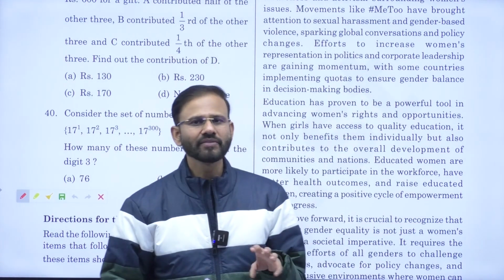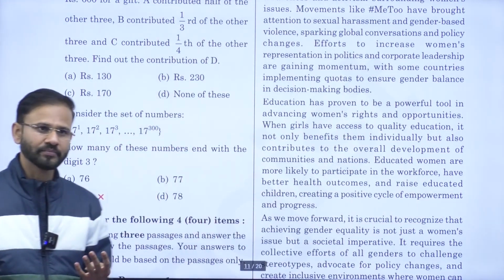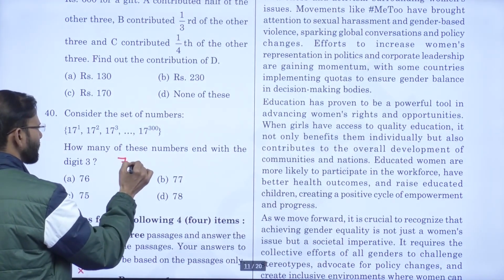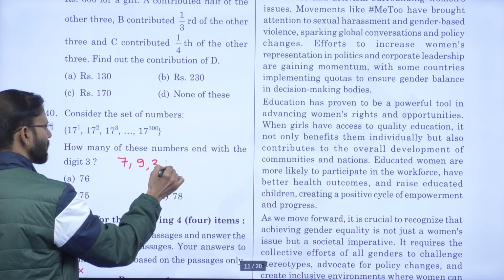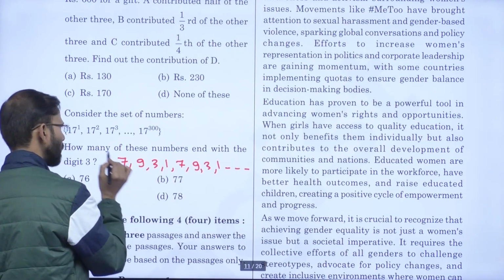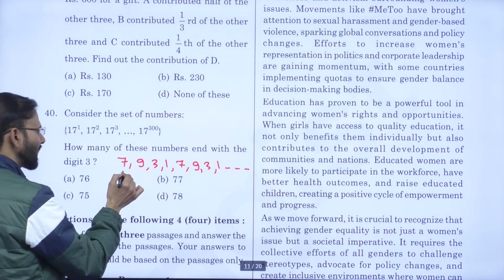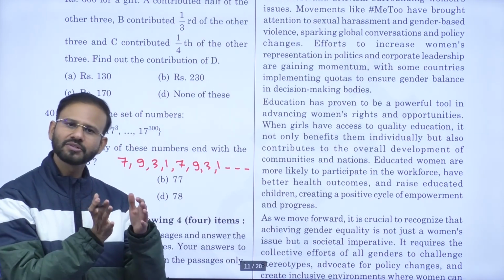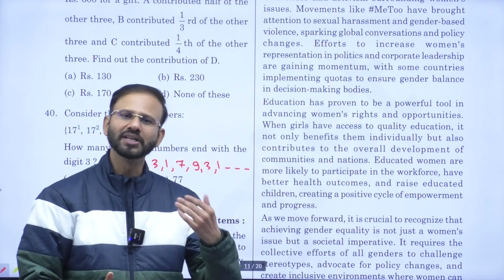See, the cyclicity of 7 is what? The cyclicity of 7 is 4. Fine. So this is 7, 9, 3, 1. 7, 9, 3, 1. If you talk about the unit digit of this set, you will get 7931, 7931, 7931, 7931 and so on. So each slot of 4 numbers is giving you the same unit digits.